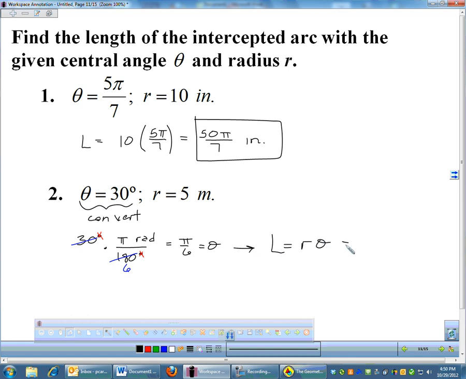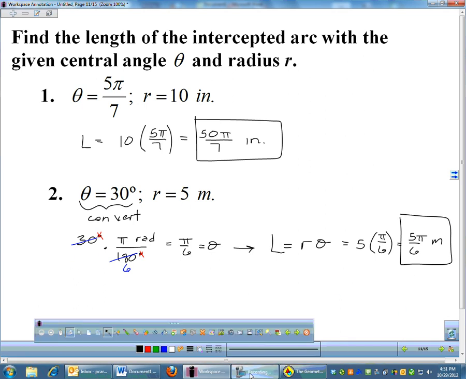It's simply r theta. R is 5, and theta is pi over 6, which gives me 5 pi over 6. And in this problem, length is measured in meters. So there is our answer. Just remember, you have to have your angle in radians.